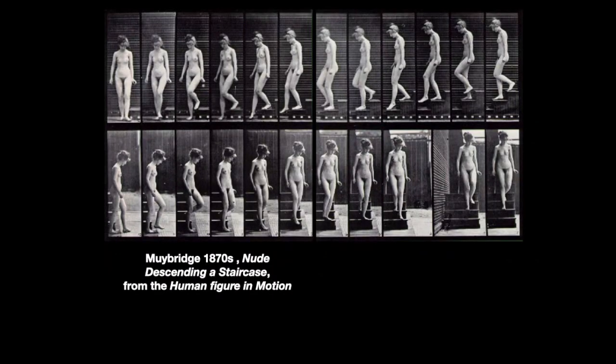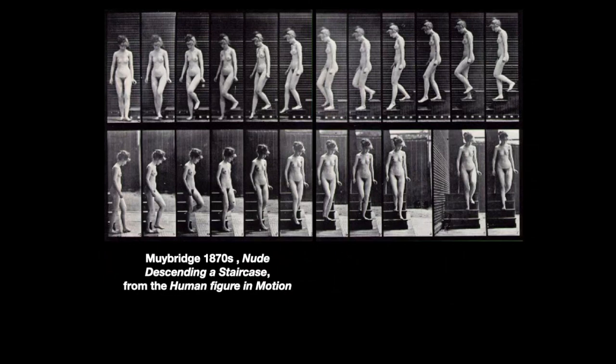Muybridge took this idea and began to develop a whole series of images of human and animal locomotion that he put together in a book called The Human Figure in Motion. Muybridge's book contained almost 5,000 photographs, and it illustrated 163 different types of action.